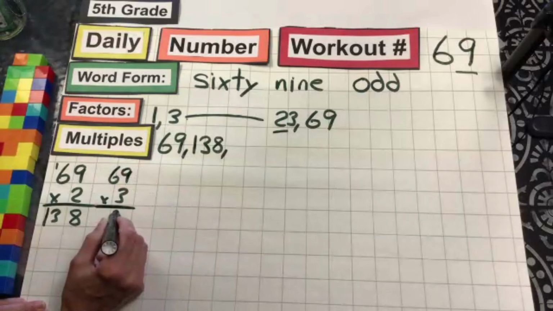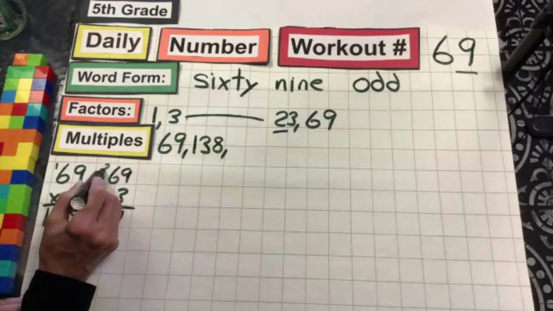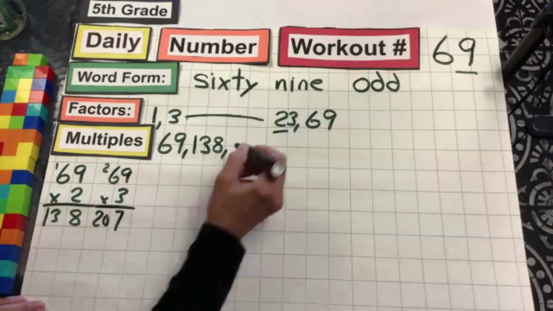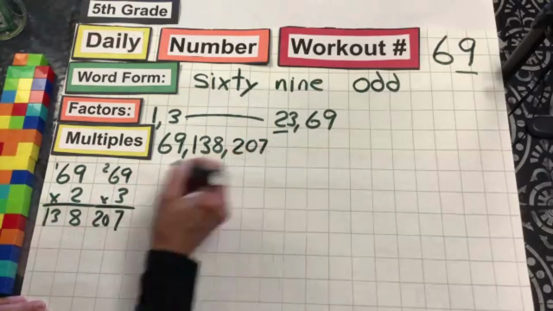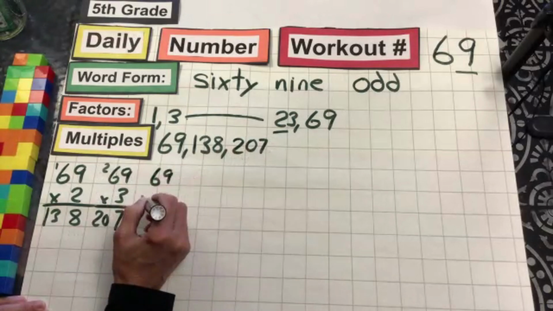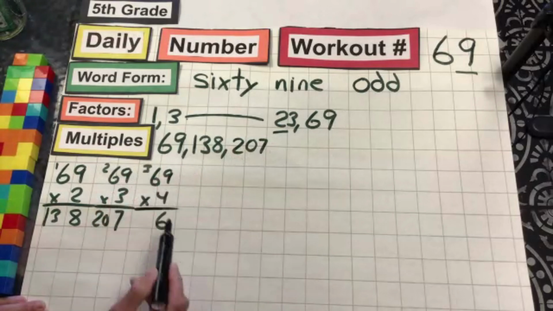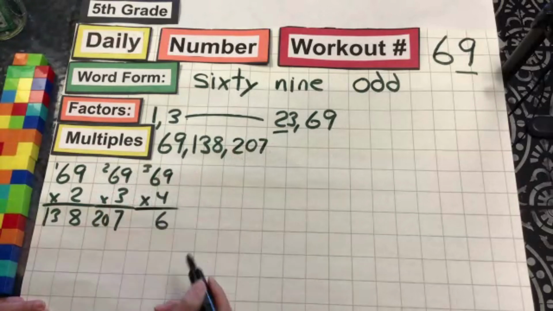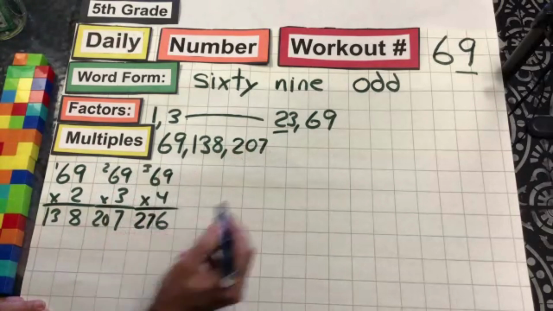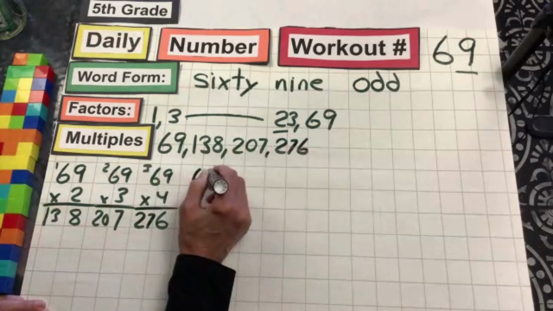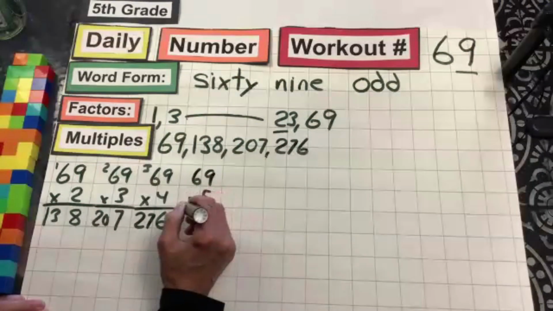3 times 9 is 27. Drop the 7, carry the 2. 3 times 6 is 18, plus 2 is 20. So we have 207. 69 times 4. 4 times 9 is 36. Drop the 6, carry the 3. 4 times 6 is 24, plus 3 is 27. 276. Let's do 5 69s.